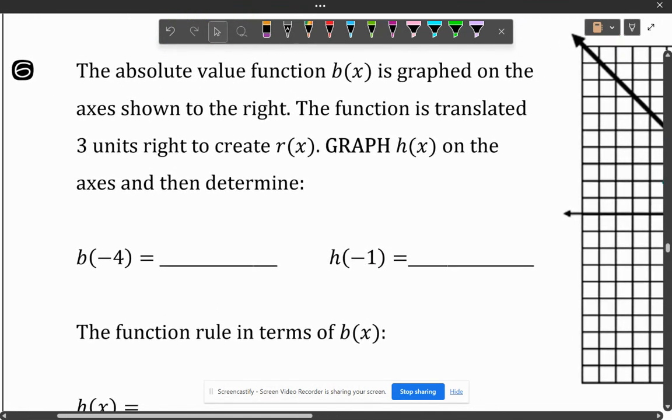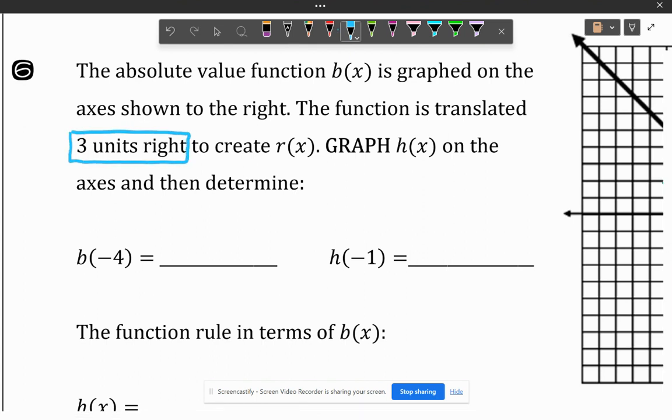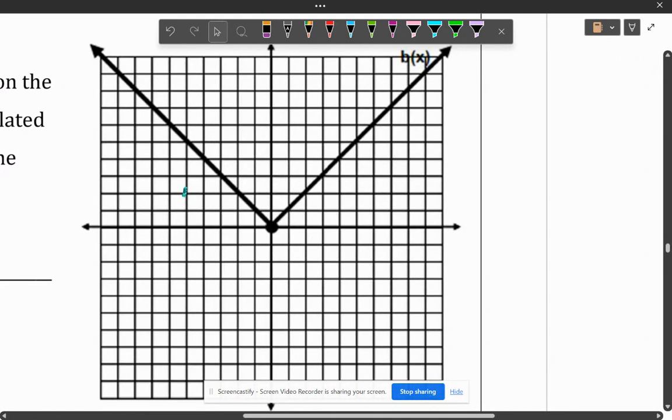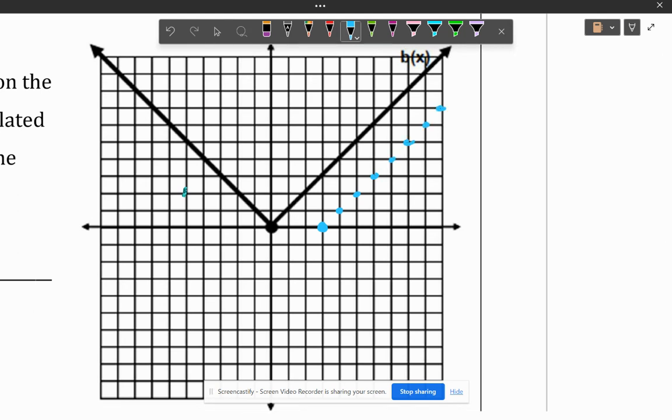Now let's take a look. We've got b of x again. This time we're going to translate it 3 units to the right to create, I think this is a typo, it should say h of x. We're going to graph that, and then we're going to evaluate b of negative 4 again, which we already know is 4. We did that earlier, okay? And h of negative 1, okay? So let's move this guy 3 units to the right, making sure I'm copying and pasting all those points nicely.